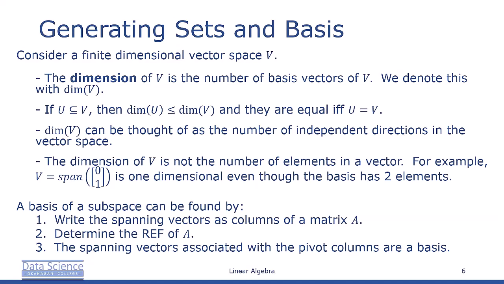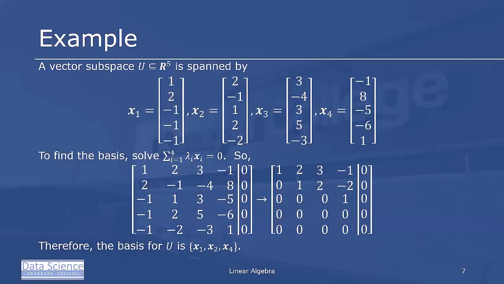The basis of a subspace can be found if we write the spanning vectors as columns of matrix A. We determine the row echelon form of A, and then the spanning vectors associated with the pivot columns form the basis. Here's an example illustrating how we can find a basis for a subspace.